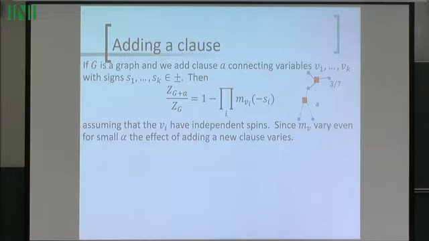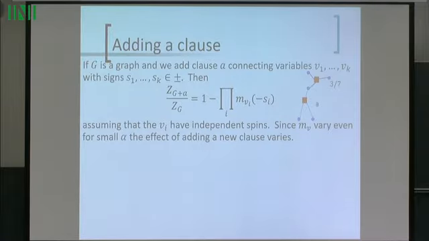So A will be a clause connecting k of the variables, and the signs will say whether or not they're negated or not. And then the ratio of the new partition function when we add in an extra clause divided by the old partition function is just the probability that a random solution under the old one satisfies this clause, which we can just write out like this. Since the m's vary, the right-hand side will vary.